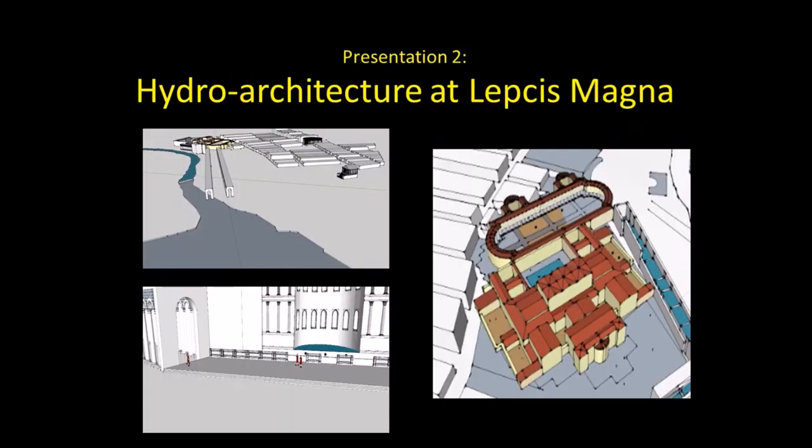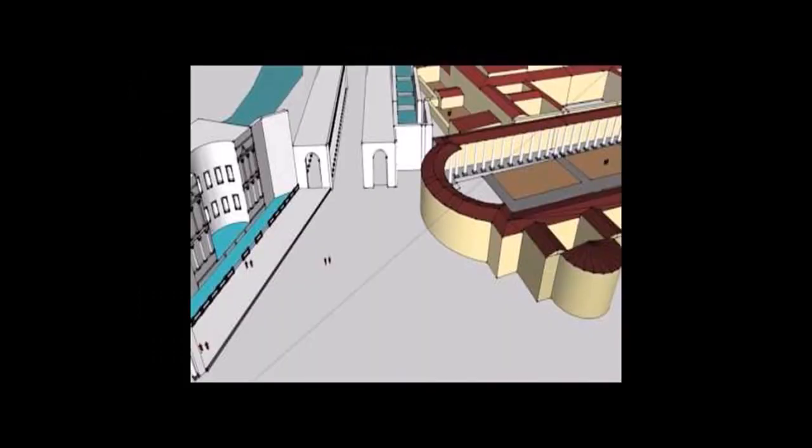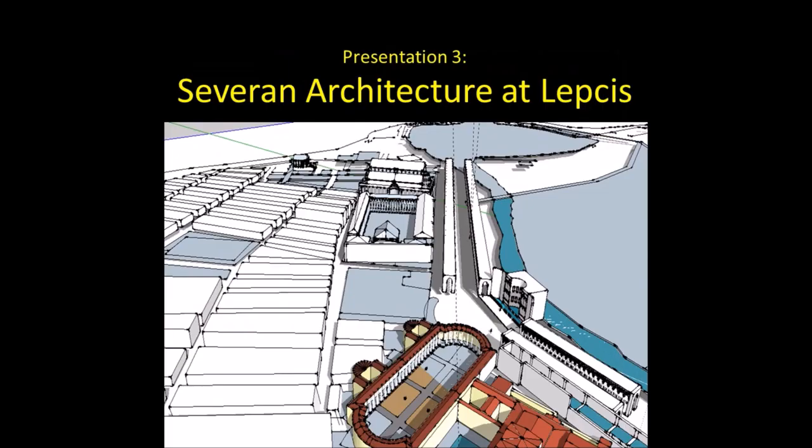They are also interested in the use of water. Okay? And let's make sure we put the people in so we get a sense of scale for this massive project. And we see that, yeah, pretty large bath complex. Their classmates were also quite interested in the later stages. And so here, the presentation 3, they did the actual Severan phase of the city.